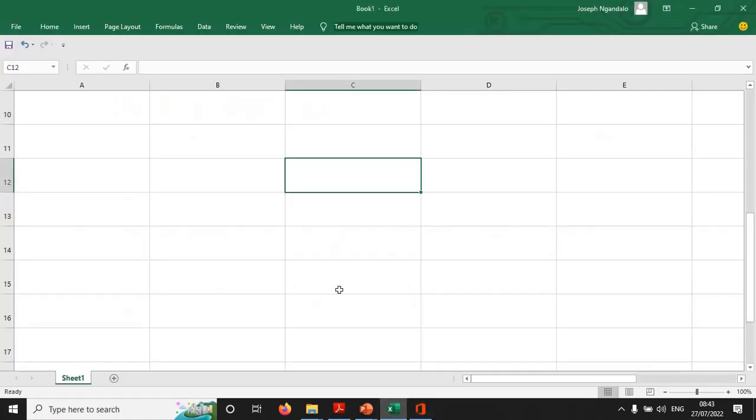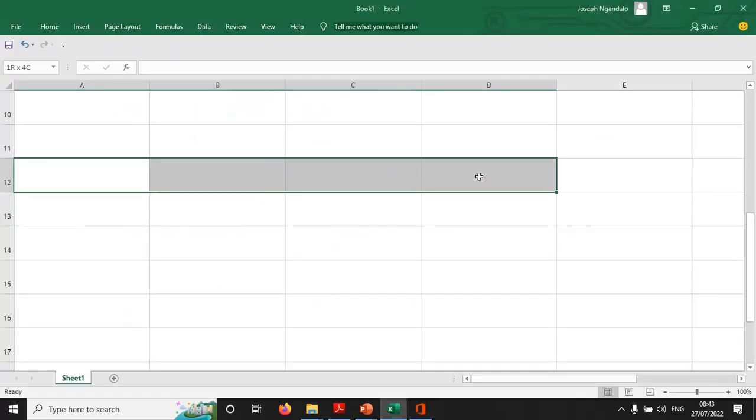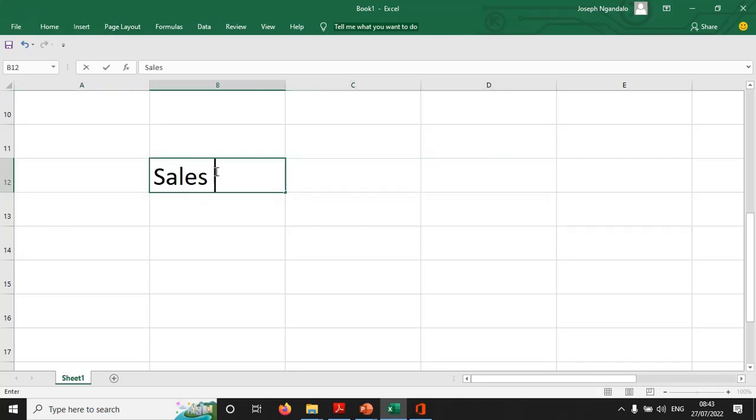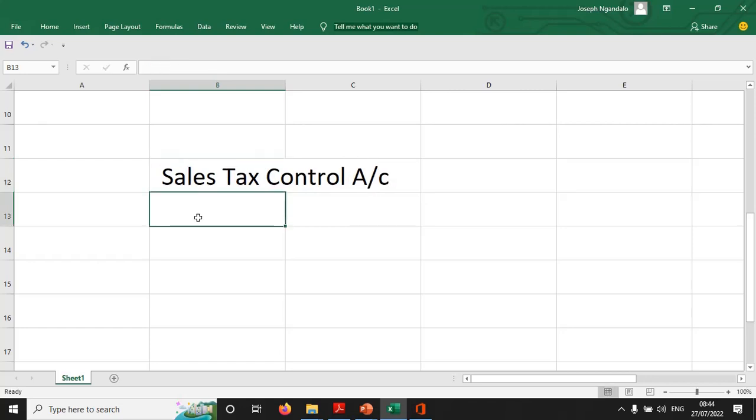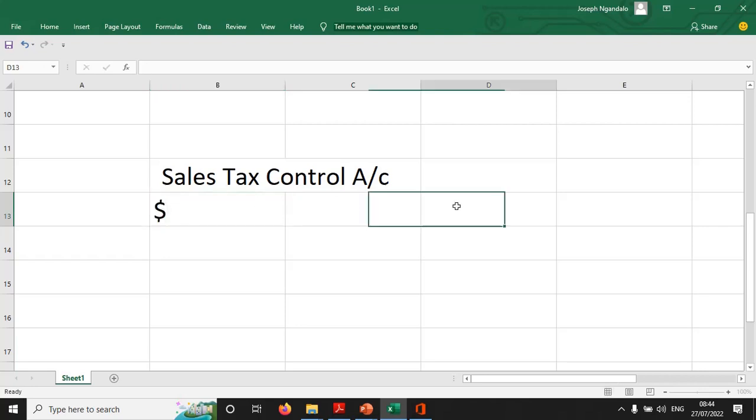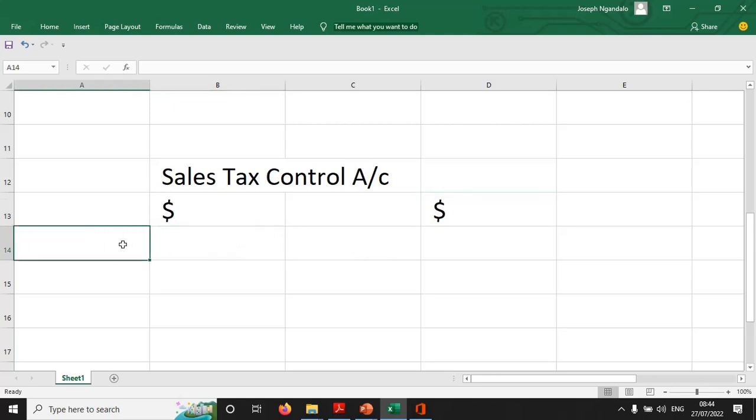Open a T account, if you may. What are we going to call it? Sales tax control, right? Let's do some bit of work. We are dealing with dollars, right? One side is debit, the other side is what? We had opened with an amount brought forward. Which side?